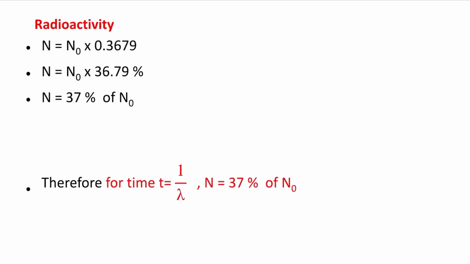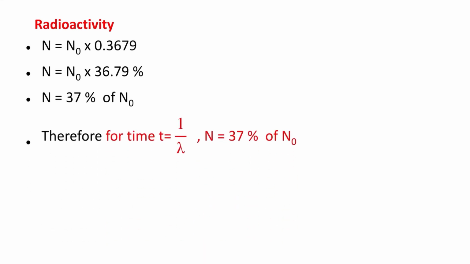So I can write N is equal to N0 into 0.3679, and if I want to write it in terms of percentage, it becomes N is equal to N0 into 36.79%. If I round it off, 36.79 can be rounded off to 37%. So I get N is equal to 37% of N0, when I put t equal to 1 by lambda.